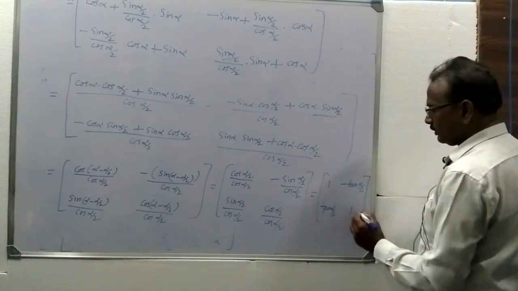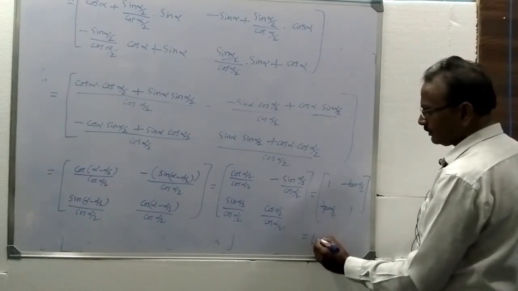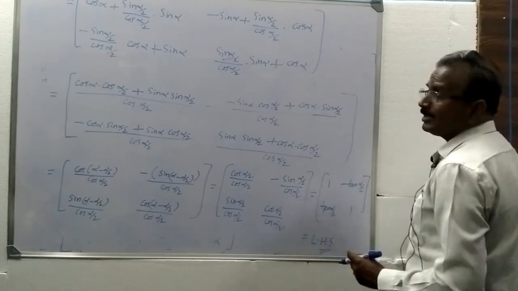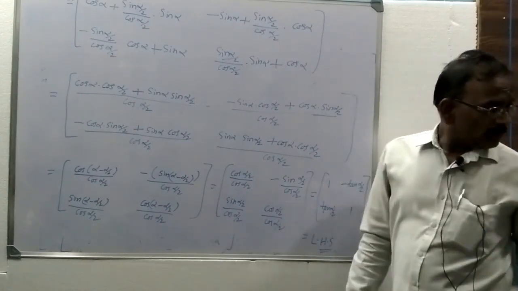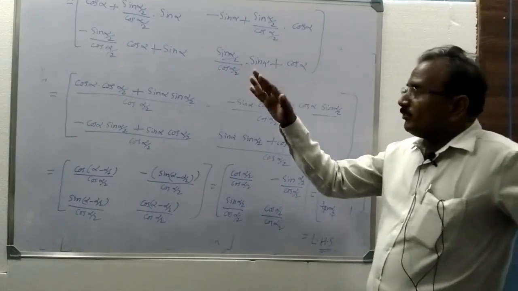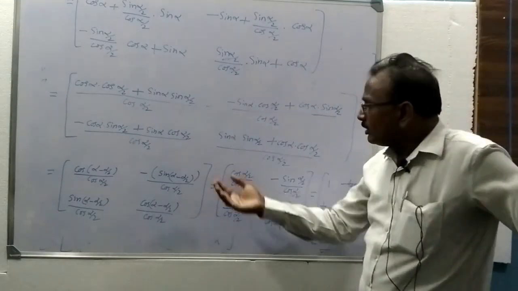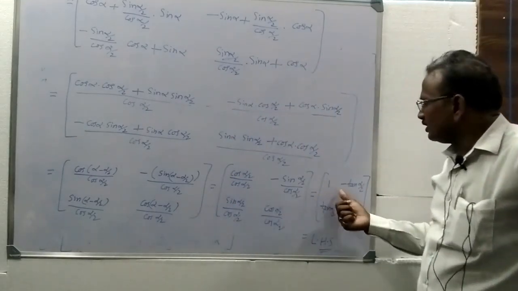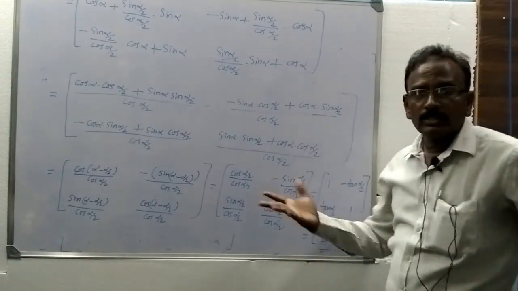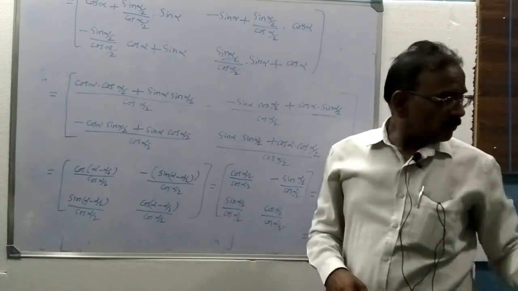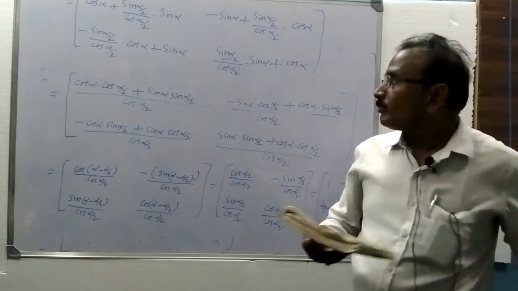So clearly this is LHS. Therefore, this is the proof of question number 18. Take LHS, first find out the LHS value using matrices. Next, RHS is equal to this one, which is the same as LHS. Clearly, LHS is equal to RHS. So this is the proof. Next, the 19th question.